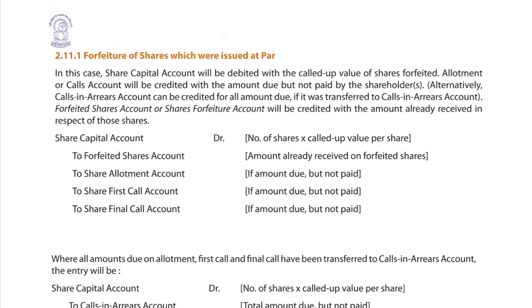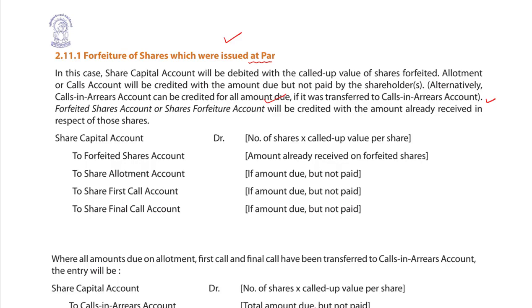Let's learn the accounting treatment of forfeiture of a share issued at par. In this case, share capital account will be debited with the called up value of shares forfeited. Allotment or calls account will be credited with the amount due but not paid by the shareholders. Alternatively, calls in arrear can be credited for all amounts due if it was transferred to calls in arrear account. Forfeited shares account or share forfeiture account will be credited with the amount already received in respect of those shares.